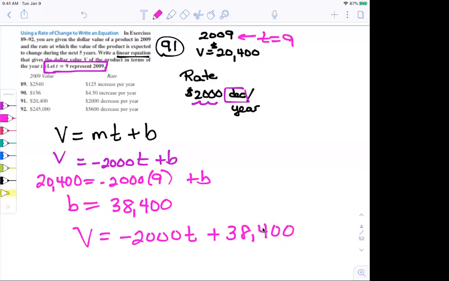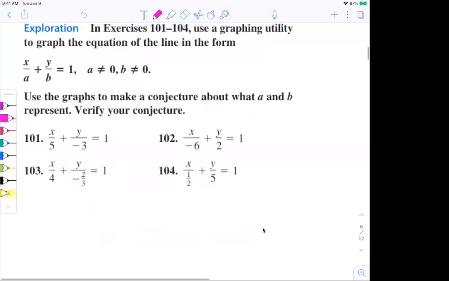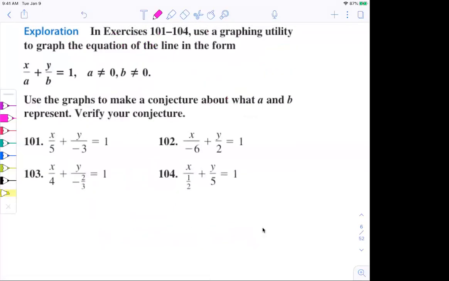So then the other pair of problems people asked about was 101 and 105. This one, when you use a graphing calculator to graph the equation that would be in the form x over a plus y over b equals 1. And then it says use the graph to make a conjecture of what a and b represent, and then verify your conjecture. If you look at 101, they're asked to think about the equation if you're going to use the graphing calculator. Put it in y equals format.